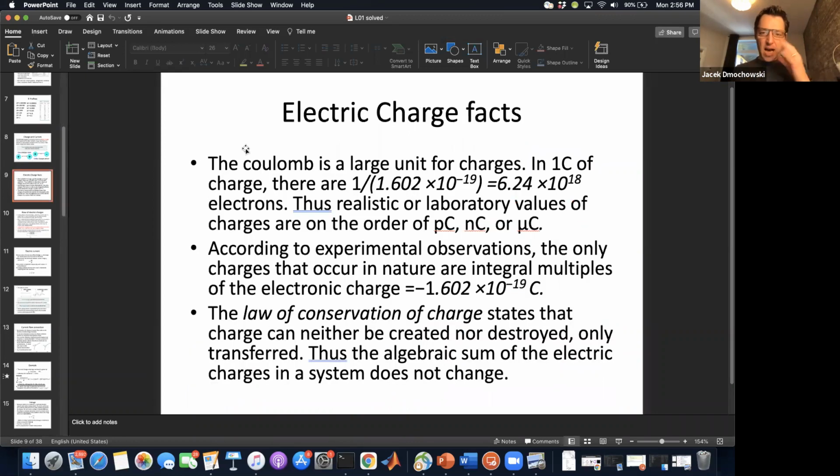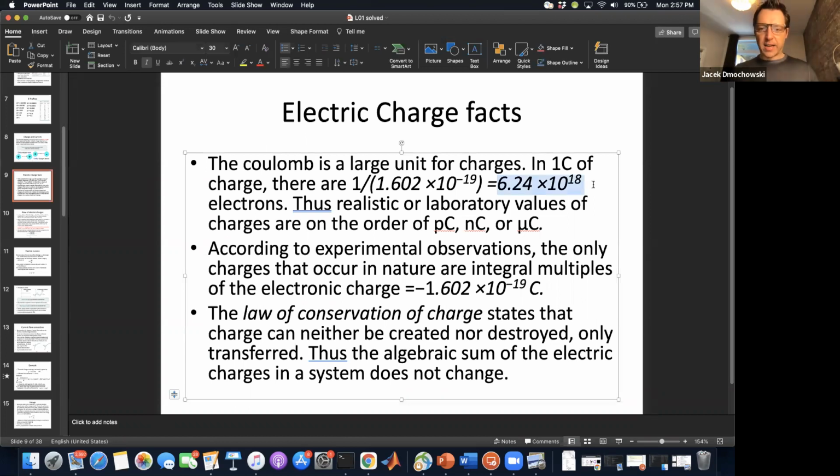How to measure charge. So we know what charge is. It's a molecule that has an imbalance of protons and electrons. And the units of charge are called coulombs. A coulomb is a huge amount: 6.24 times 10 to the 18 electrons in 1 coulomb. And therefore, in the lab, we deal with very small amounts of coulombs, so pico, nano, or micro coulombs.